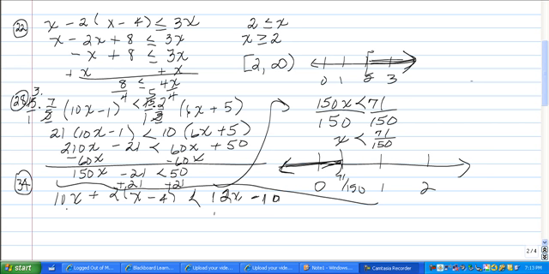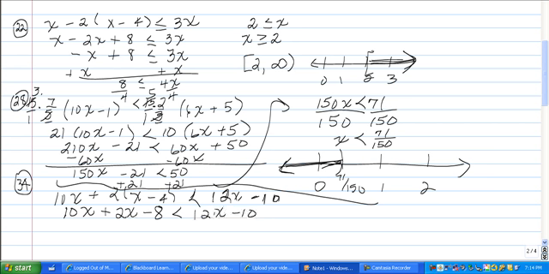We're beginning number 34, which is 10x plus 2 times the quantity x minus 4 is less than 12x minus 10. And we want to solve this for x. So our first step is to distribute the 2 on the left side. 2 times x, 2 times negative 4.